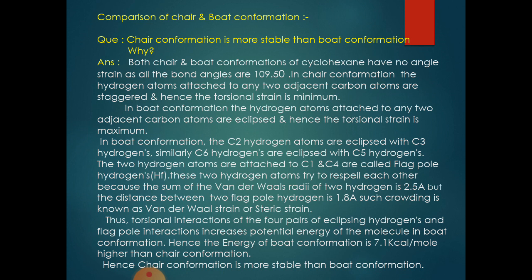These two hydrogen atoms try to repel each other because the sum of the van der Waals radii of two hydrogens is 2.5 angstrom, but the distance between the two flagpole hydrogens is 1.8 angstrom. Such crowding is known as van der Waals strain or steric strain. Thus, torsional interactions of the four pairs of eclipsing hydrogens and flagpole interactions increase the potential energy of the molecule in the boat conformation. Hence, the energy of the boat conformation is 7.1 kilocalories per mole higher than the chair conformation. Hence, finally, the chair conformation is more stable than the boat conformation.